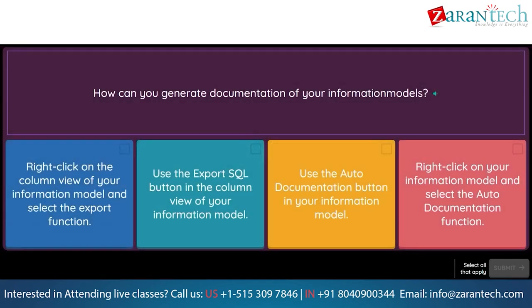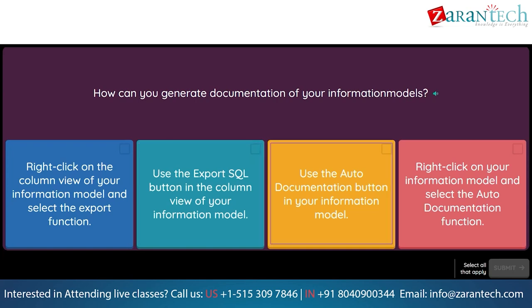Question: how can you generate documentation of your information models? Option 1, right-click on the column view of your information model and select the export function. Option 2, use the export SQL button in the column view of your information model. Option 3, use the auto documentation button in your information model. Option 4, right-click on your information model and select the auto documentation function.